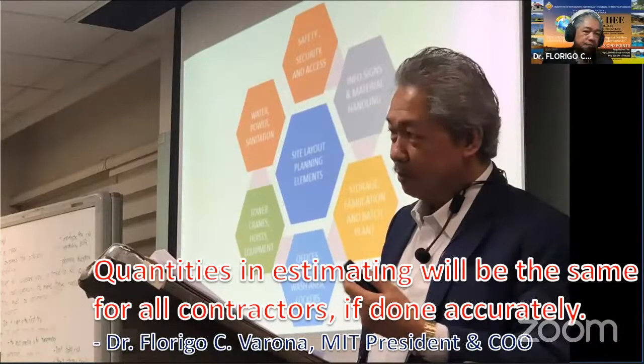Now, I would like to emphasize that quantities in estimating will be the same for all contractors if done accurately. If we are only referring to one plan, or in this case one model, and you extract the quantities from that model, those will be the same quantities you get. Whether you are contractor A, B, or C, the designer and the project managers will have the same quantities because they are extracted automatically using BIM. So the difference is only based on your strategy, your construction methodology, and your productivity.